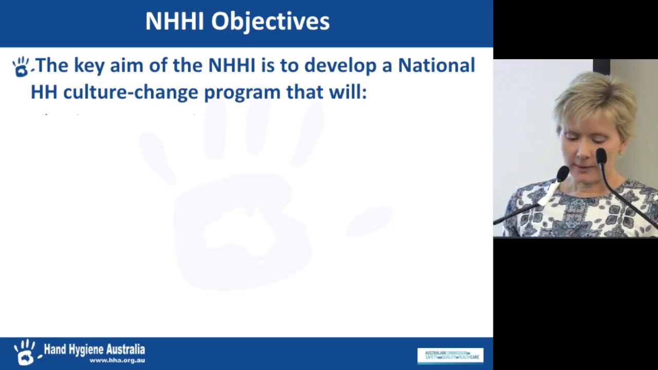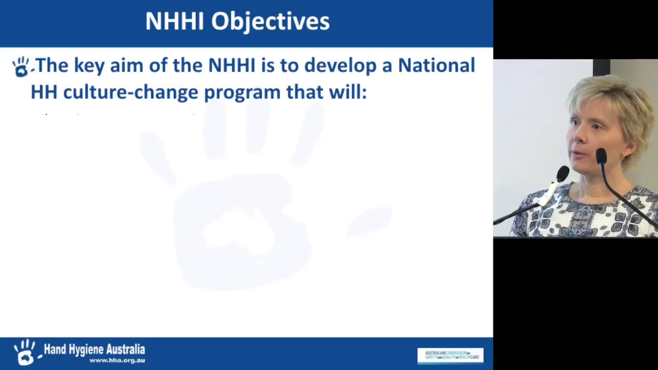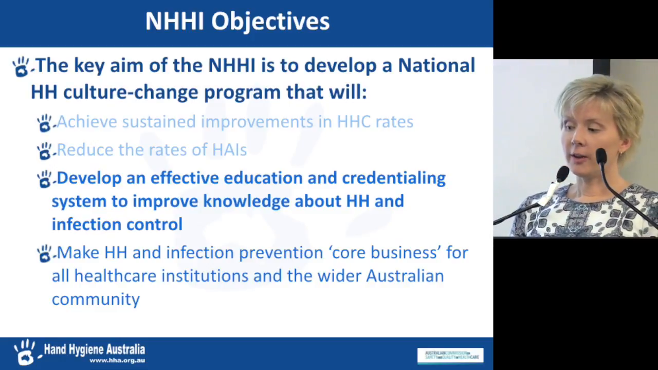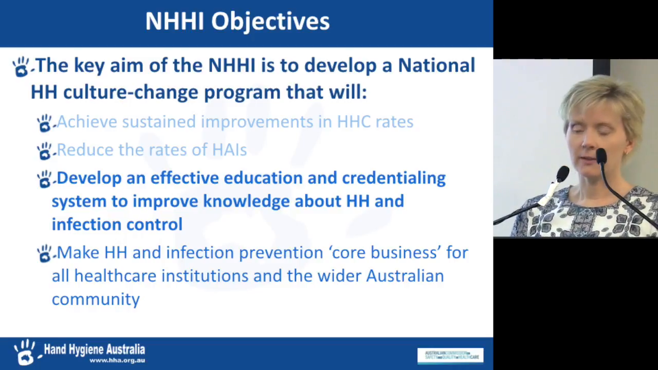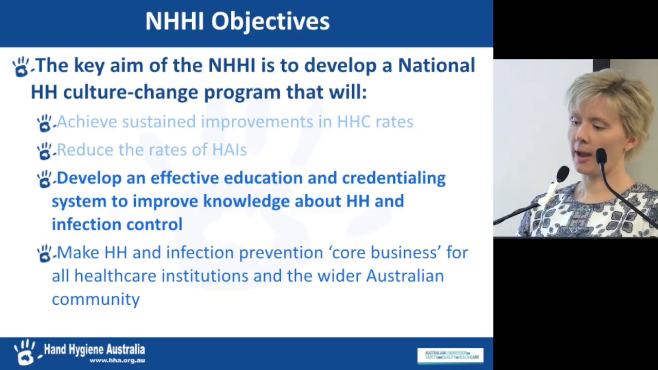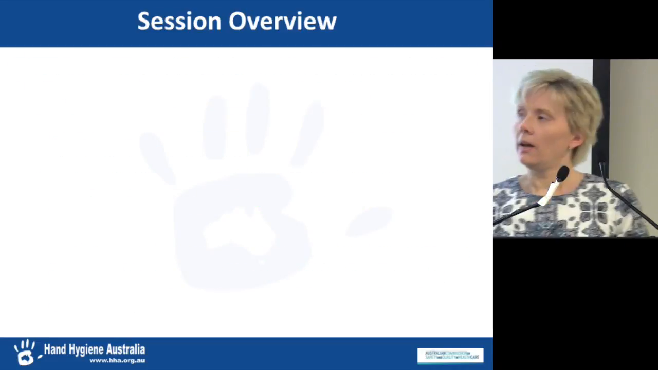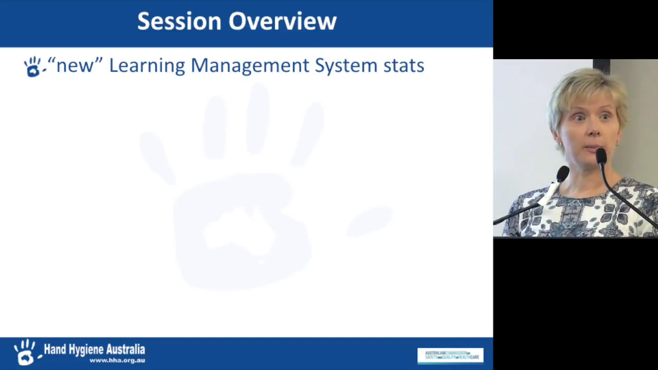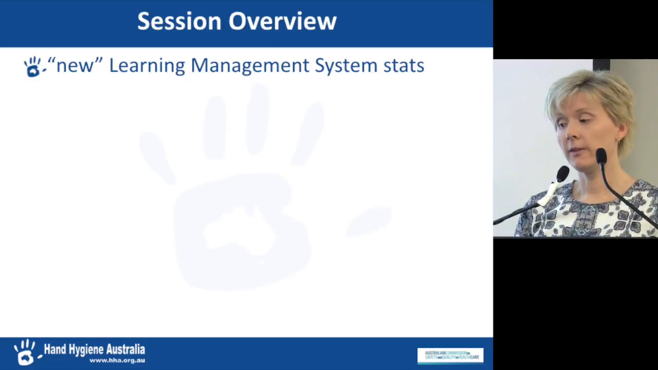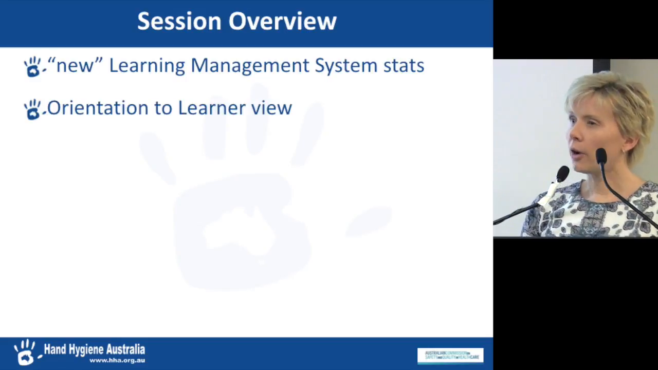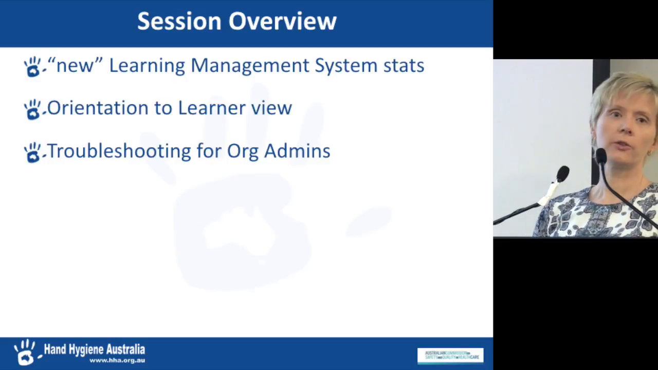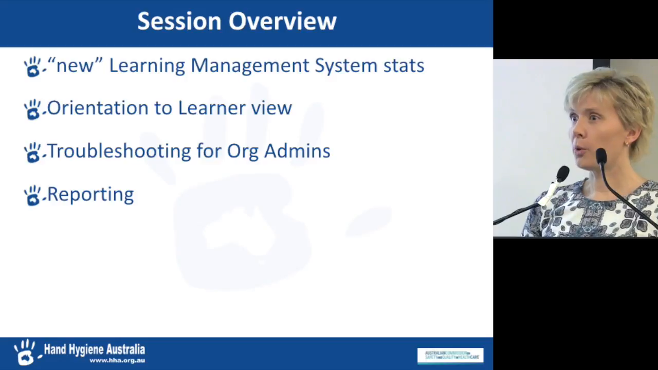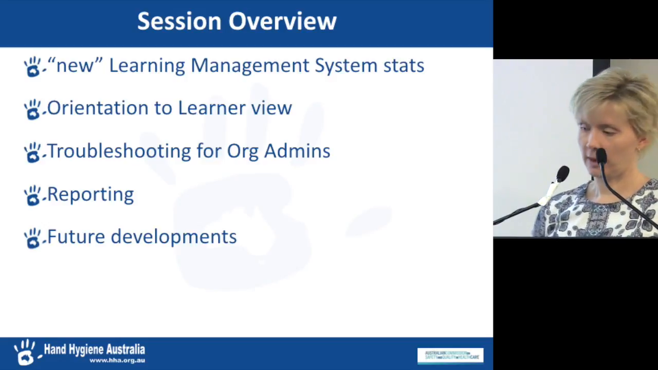So the Learning Management System was developed to meet one of the primary aims of the National Hand Hygiene Initiative, which essentially was to develop an effective education and credentialing system to improve knowledge about hand hygiene and about infection control. So a quick overview of what I'm going to be presenting is talking about the new learning management system and there's some statistics about it, give you an orientation to the learner view, do some troubleshooting for organisation administrators within the system, and to talk about reporting with this new system and some future developments.